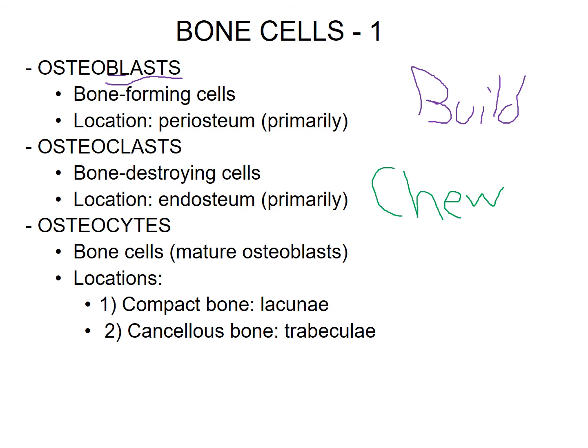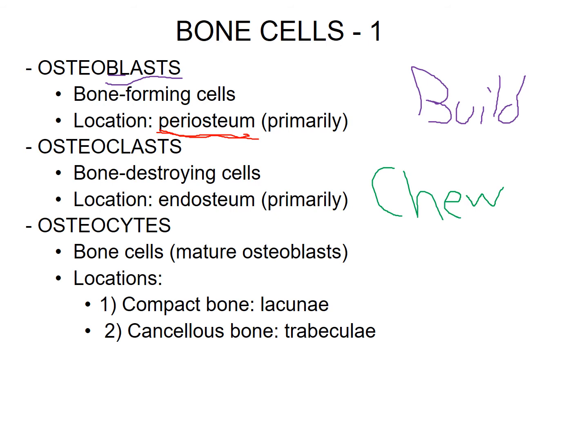All right, so where are these things found? Let's go back up to the top. The osteoblasts, very important for bone growth and bone remodeling, are primarily found in the periosteum, which once again, is the outside part of the bone.